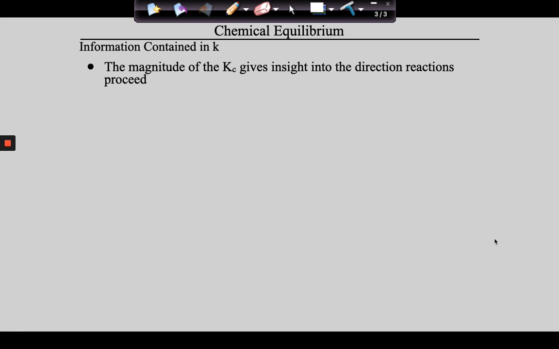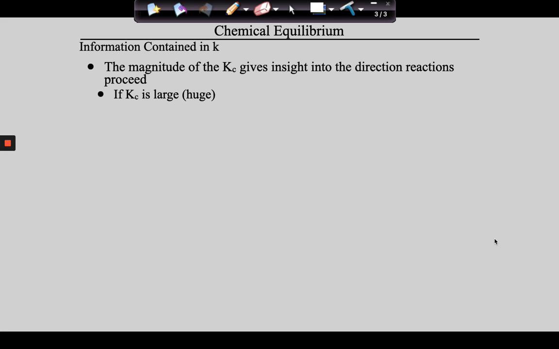So guys, the information contained within K, this may be worth writing down. The magnitude of K tells us all sorts of interesting stuff about what reactions are doing. But I'm thinking, given what you already understand about K, you can sort this stuff out and figure it out. So guys, what does it mean if K is large? And guys, understand, when we're talking about K values, these numbers range on the order of about 10 to the 8th down to about 10 to the negative 10th.